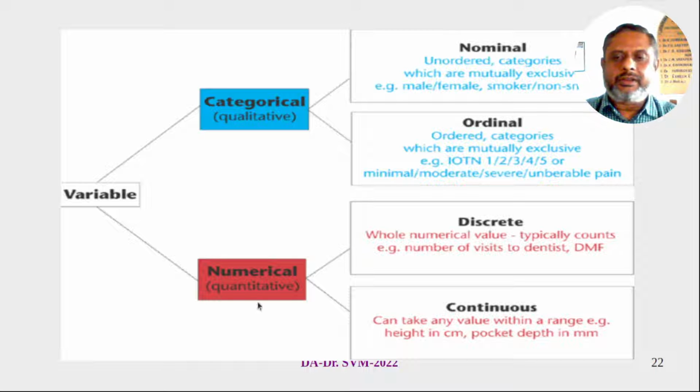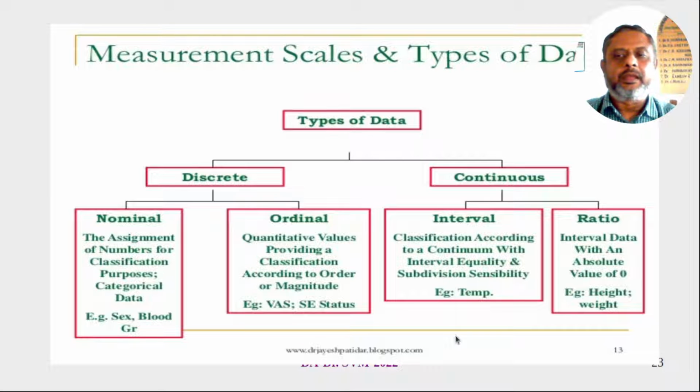Coming to the numerical type, there is discrete, which is a whole number value. So typically counts, number of people visited and all such things. Whereas continuous is one which can take any value within a given range. Now this continuous we can extend to another two groups. Either it can be interval or ratio.